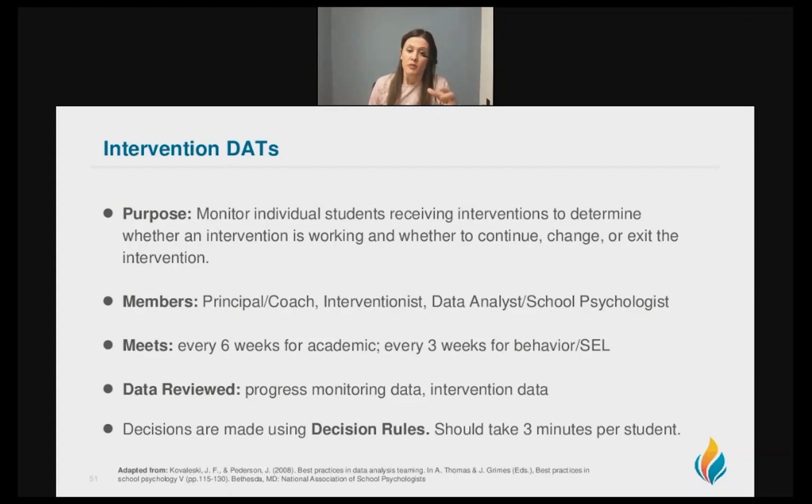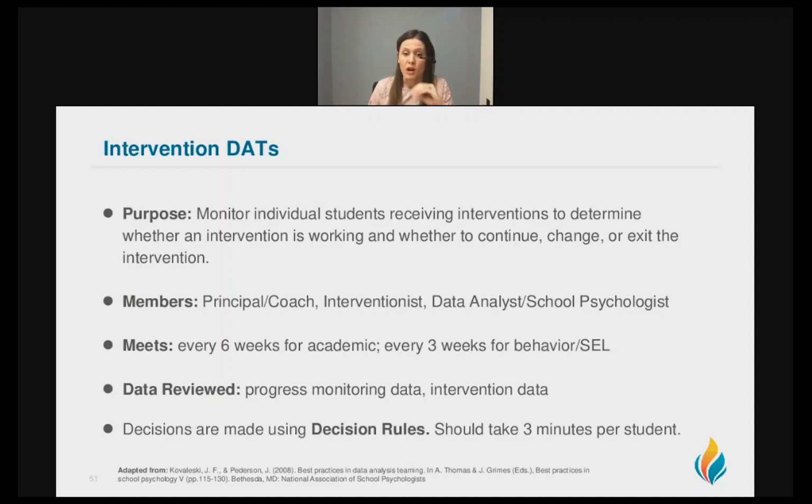The typical people that we see here are a principal, an administrator of some sort, an interventionist, a data analyst, or a school psychologist, somebody who can really read that progress monitoring data and know what that data is telling us. These typically happen every 6 weeks for academic needs. For behavior, if you're using check in, check out, you can use the daily point sheets as a way to monitor that progress about every 3 weeks to make decisions about these things.